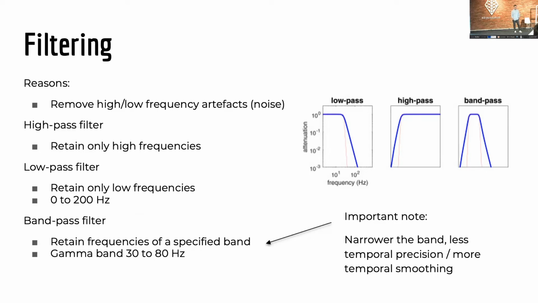Again, an important note here: the narrower the band, the less the temporal precision and the more temporal smoothing. What does it mean exactly? If you take a very narrow band, you might not be able to tell when exactly in time some particular event happened. That's because of the algorithms that are applied for filtering. For example, if you are talking about millisecond range and you have a very narrow band, you won't be able to get such a precision in time.